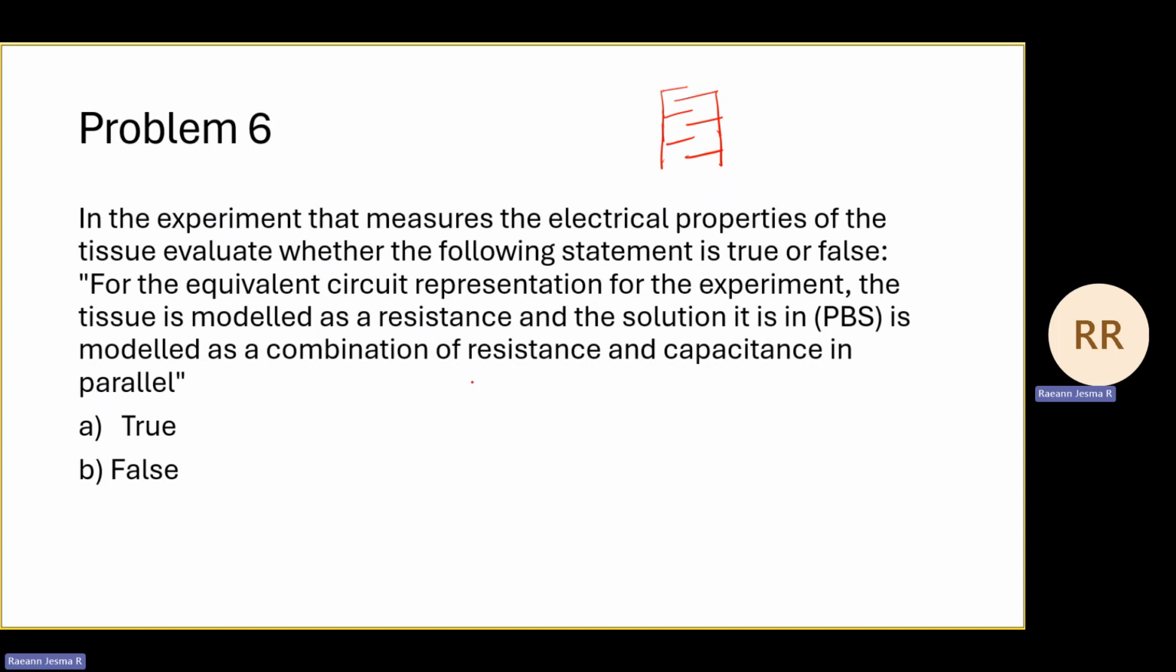So when we are measuring, we need to measure only the electrical properties of a tissue. So we will have some kind of model which we can use in order to extract the electrical properties of the tissue only and not the solution. Here in this question it is mentioned that we are using resistance for the tissue and the solution is modeled as a combination of resistance and capacitance. So is this correct or wrong?